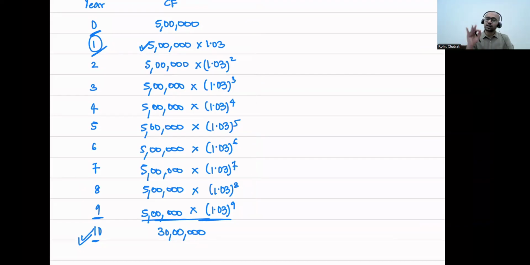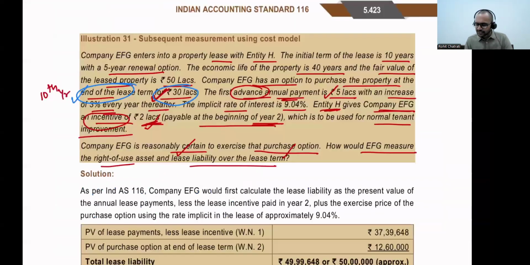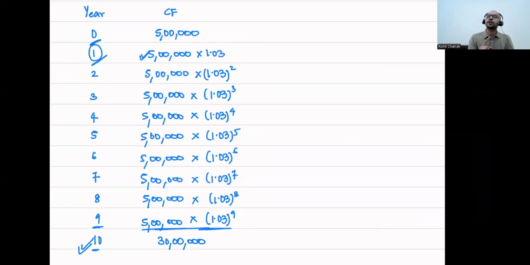Now, other than that, there was a third type of cash flow that we discussed, where EFG is going to receive an amount from the lessor of 2 lakh rupees. EFG is receiving an incentive of rupees 2 lakhs, which is payable at the beginning of year 2. Remember, beginning of year 2 is also end of year 1. So over here, beginning of year 2 or end of year 1 is represented by the row that I just highlighted, and therefore it'll be 5 lakh into 1.03 minus 2 lakhs. I'm reducing it because it is a cash inflow.